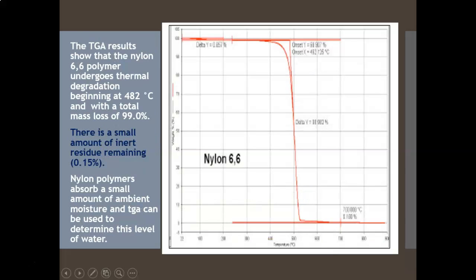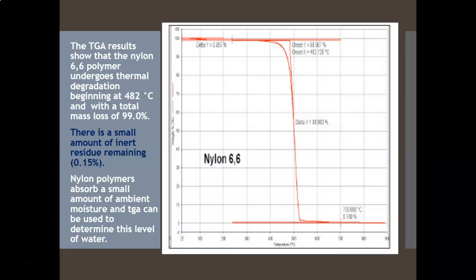TGA shows that the nylon 66 polymer undergoes thermal degradation at 482. So I assume that the 400 is right here. Okay, the curve where it starts to go downward is the temperature at which the degradation starts to occur. So we take the temperature right here. The reading temperature is onset X, which is 482 degrees C, with a total mass loss of 99%.